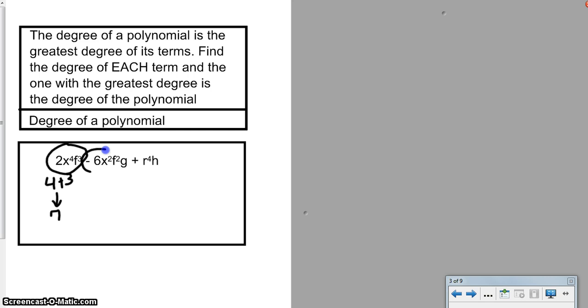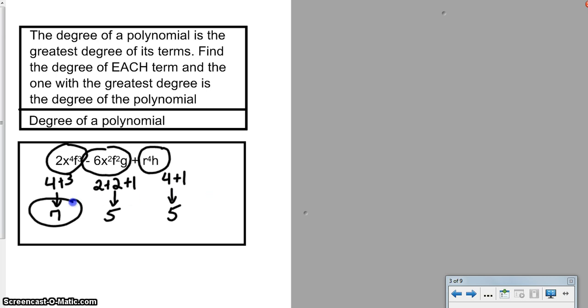Now let's look at this next term. X is raised to the power of 2, f is raised to the power of 2, and g, of course, is raised to the power of, that's right, 1. And so this term has a degree of 5. Let's look at the final term. R to the 4th, h to the 1st, that's right. 4 plus 1 is 5. I look at all of these degrees, and the greatest degree is 7. So the degree of this polynomial is 7.